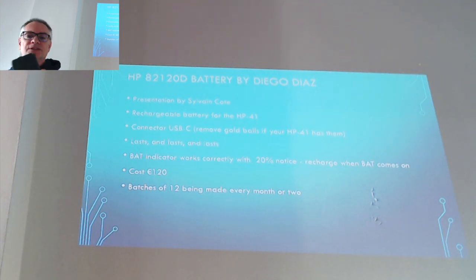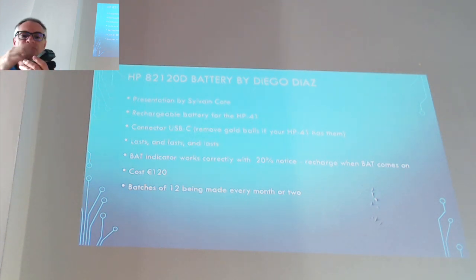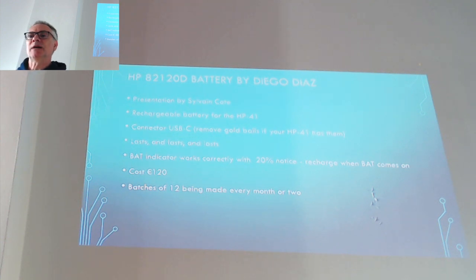So this lasts and lasts and lasts. The battery indicator works correctly, so there's a circuit board in there that adjusts what's going on with the LiPo battery. When it gets to 20% battery capacity, it sends the right amount of power out to the 41 that it turns on the battery indicator. You've still got probably months of use before you have to, but he recommends that you recharge it as soon as the battery indicator comes on.